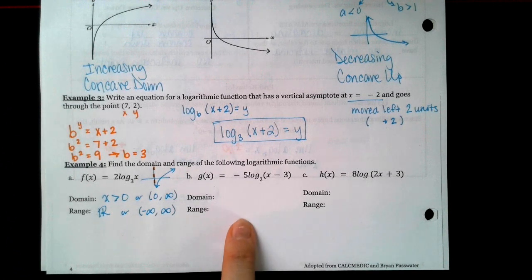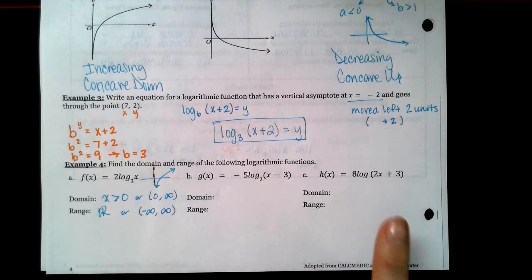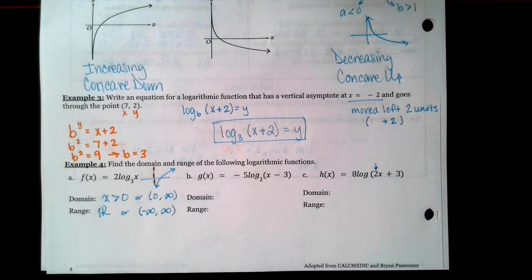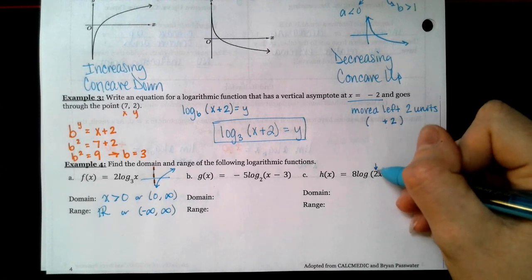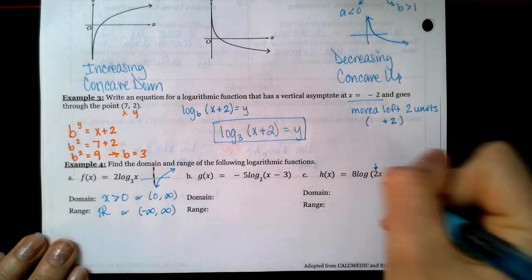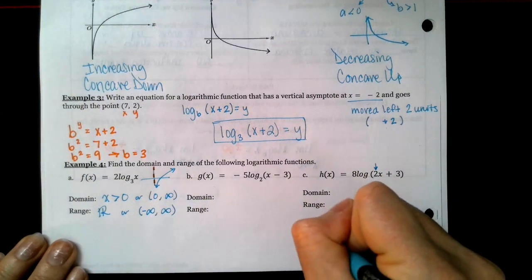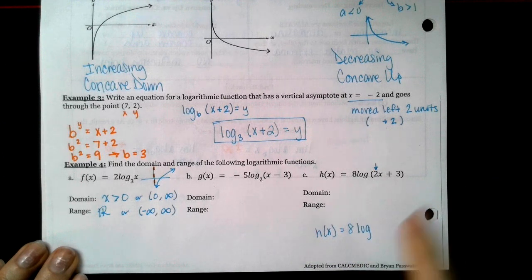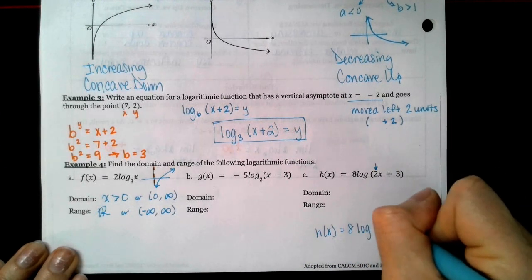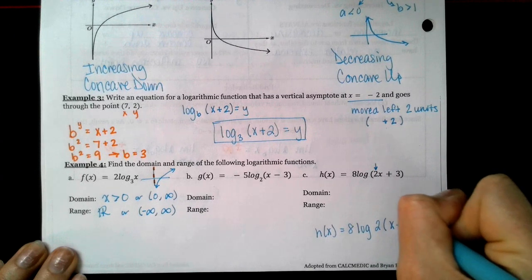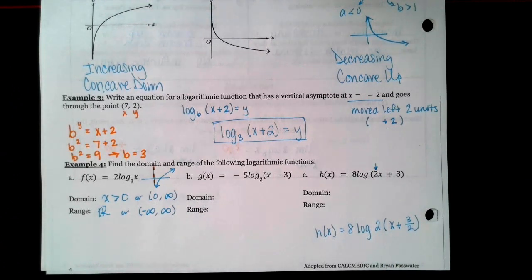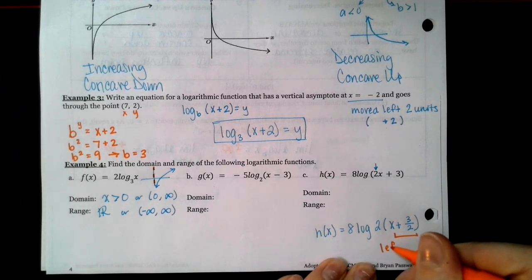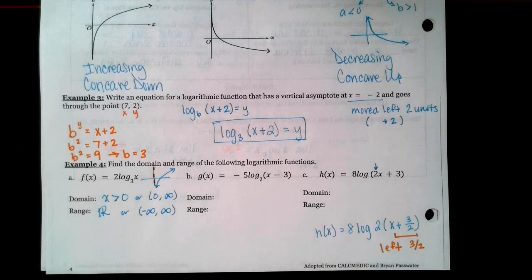I'm going to leave B for you to try. I am going to go through C. So C is a little bit different because I have to factor out this 2. So thinking back to transformations, we have to have a positive 1 in front of x. So if I rewrite this, I'm going to rewrite it down here. So I still have that 8 out in front. I have log with my invisible base 10. I factor out the 2, and now I have x plus 3 halves. So that plus 3 halves means I am going to the left by 1.5 or 3 halves.